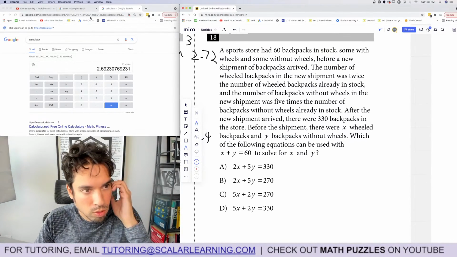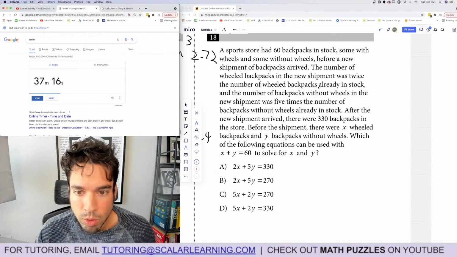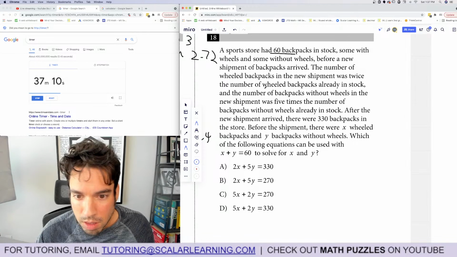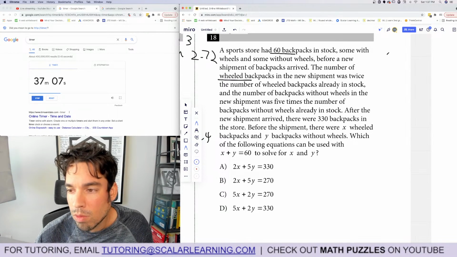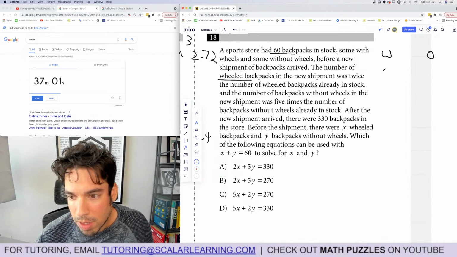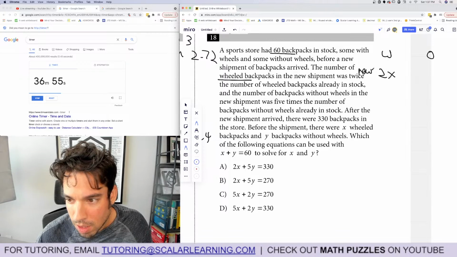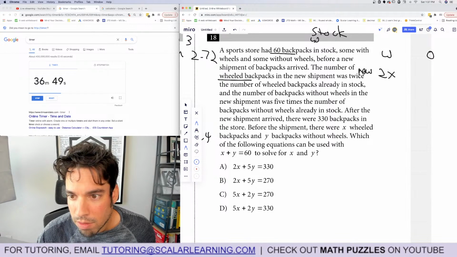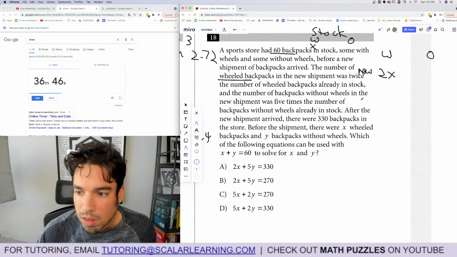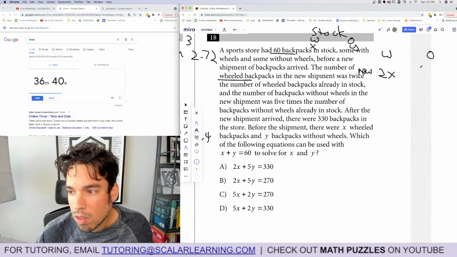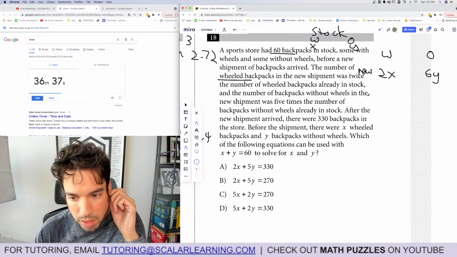18. A sports store had 60 backpacks in stock, some with wheels and some without wheels. Before a new shipment of backpacks arrived, the number of wheeled, and then I'll say O for no wheels. The number of wheeled backpacks in the new shipment was twice the number of wheeled backpacks already in stock. So this is the new shipment, I guess. Okay, and in stock we have x. And the number of backpacks without wheels in the new shipment was 5 times the number that was already in there.